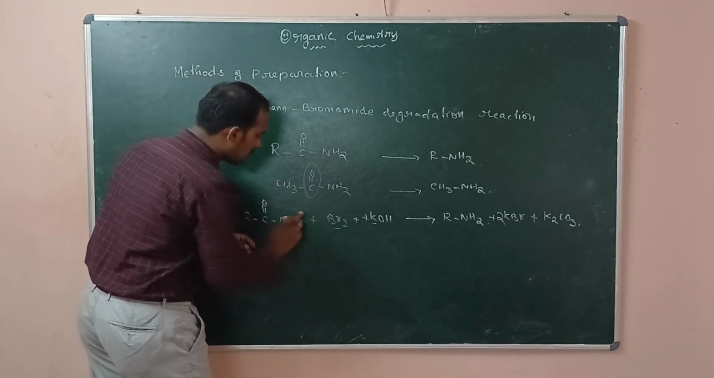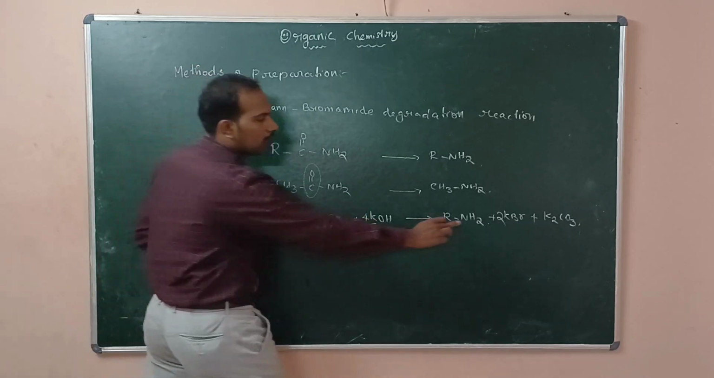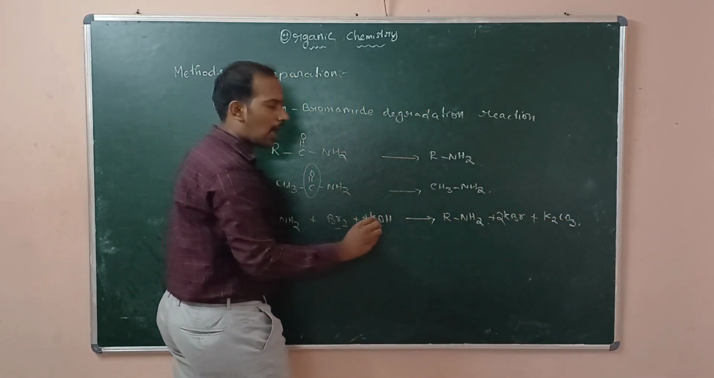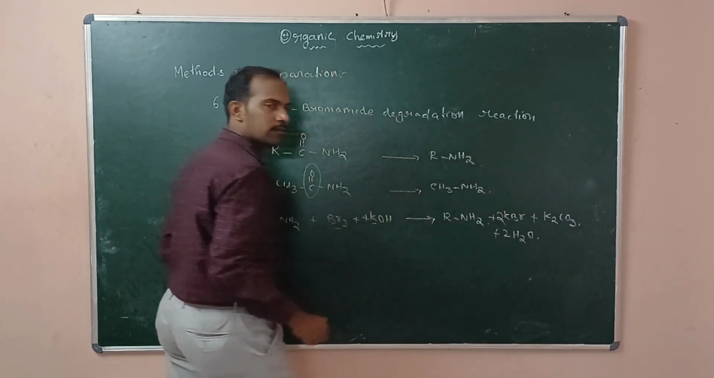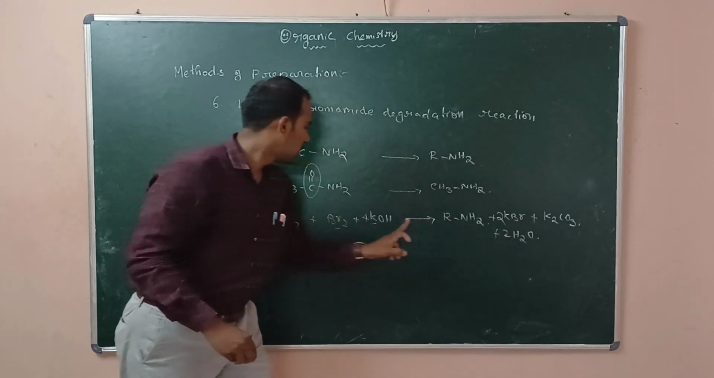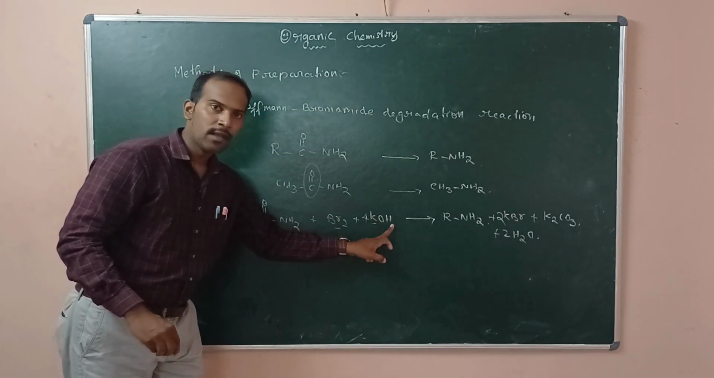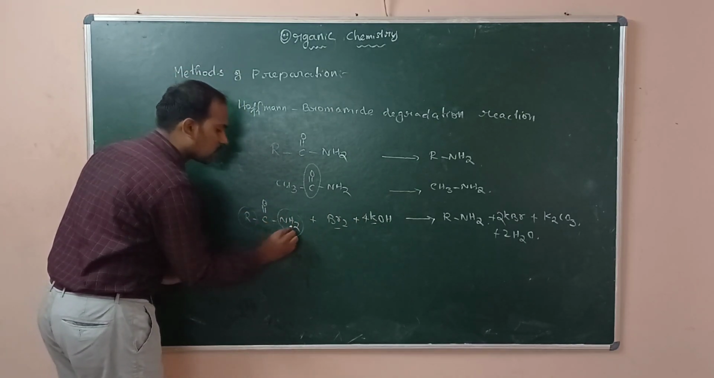How many oxygens in total? 1 oxygen here and 4 oxygens there. Only 3 oxygens are used, and the remaining 2 oxygens give 2 moles of H2O, meaning 4 hydrogens. Here also 4 hydrogens. The remaining are only the R and the NH2.